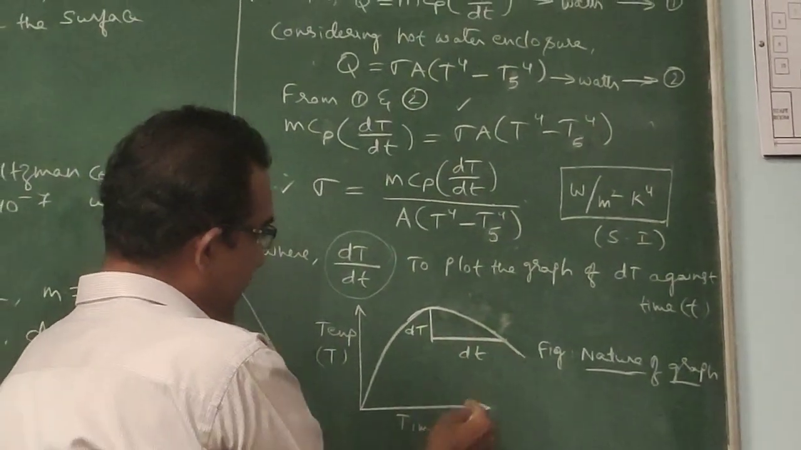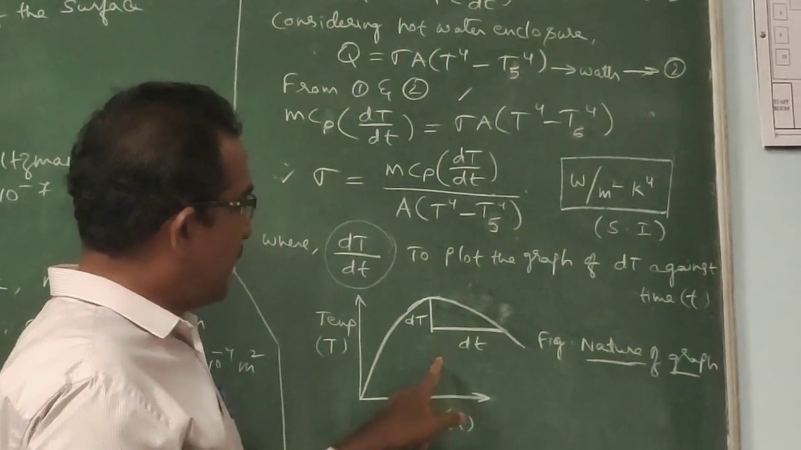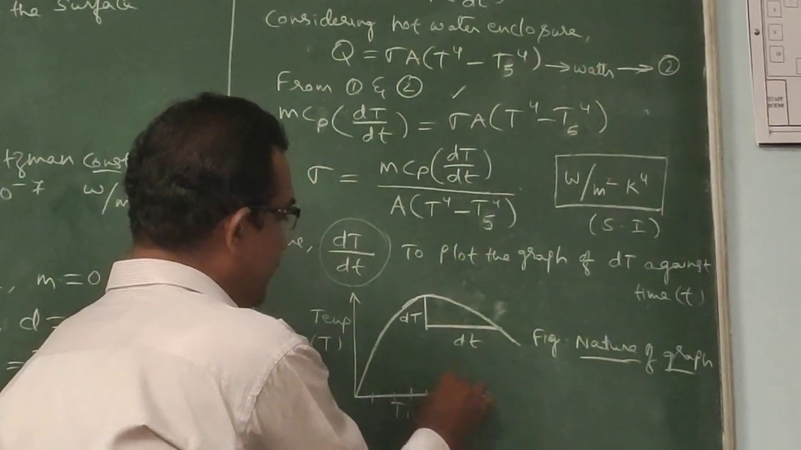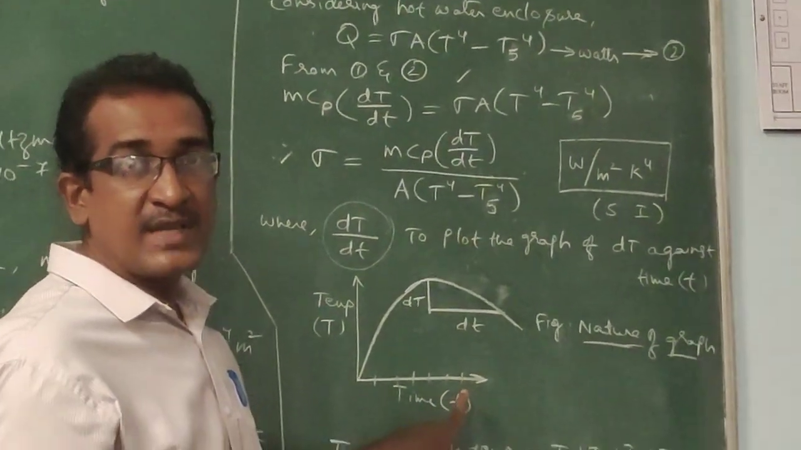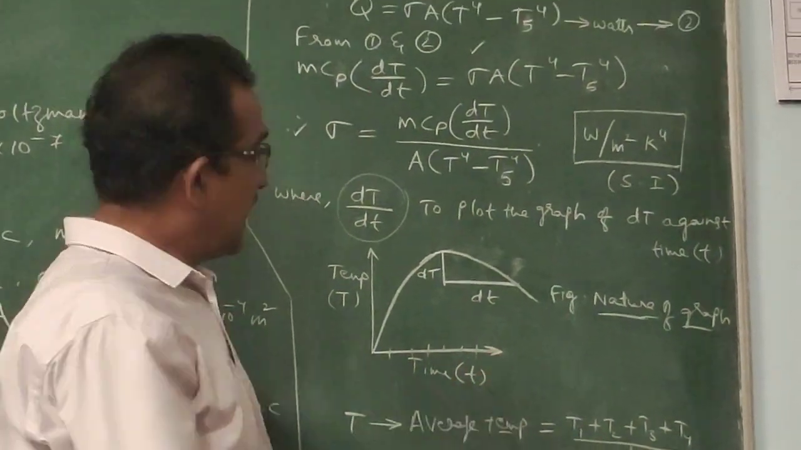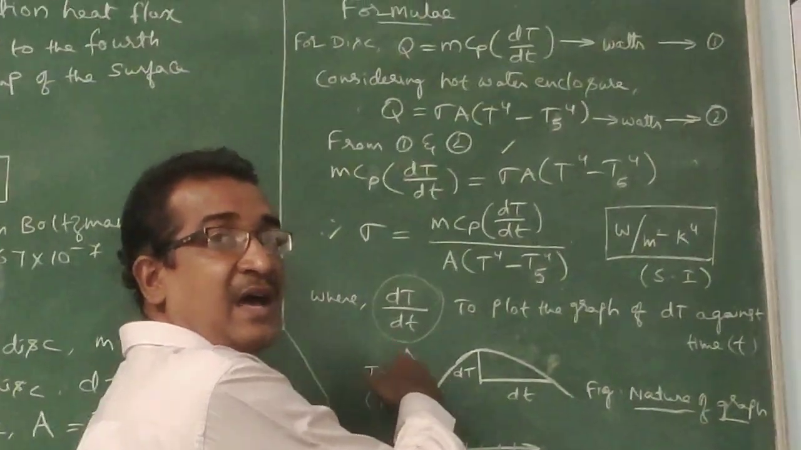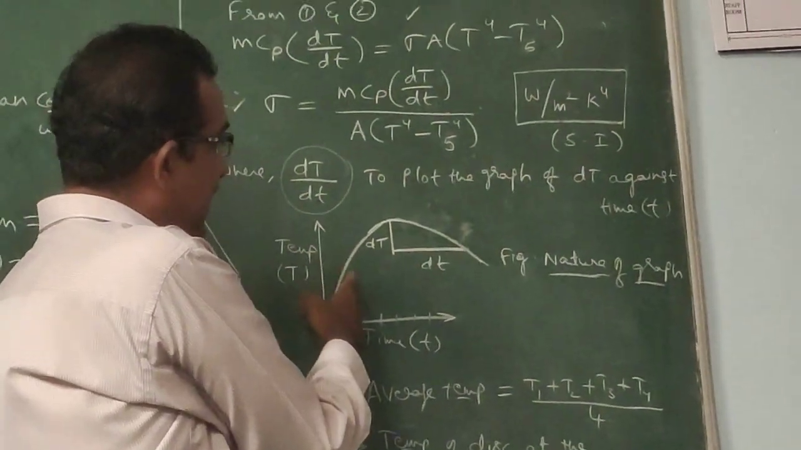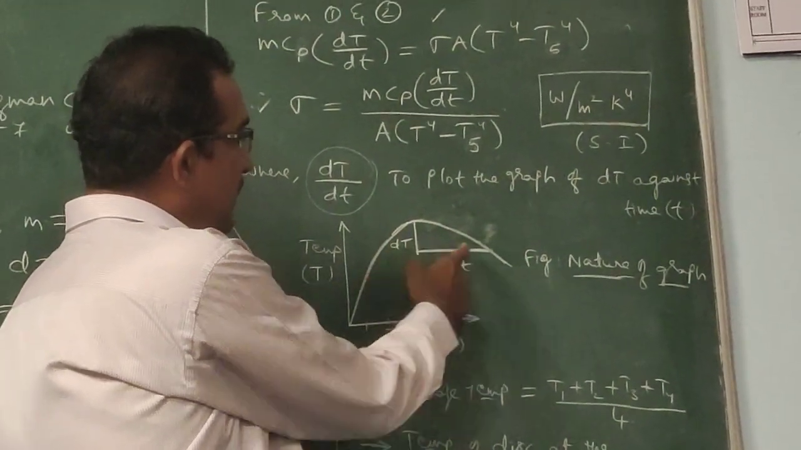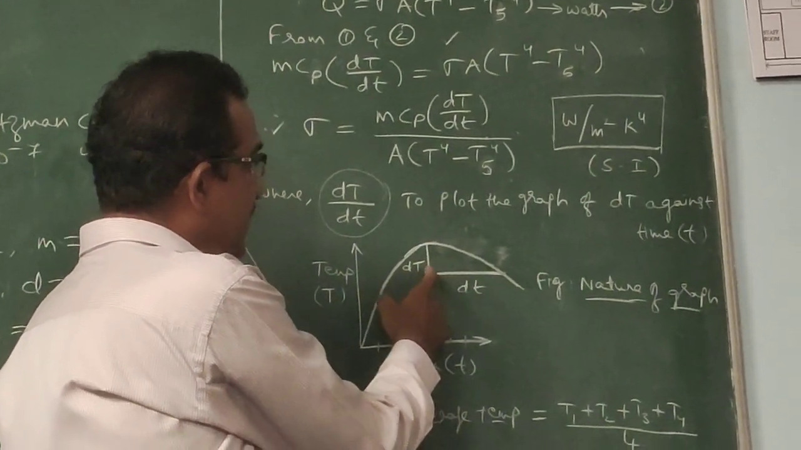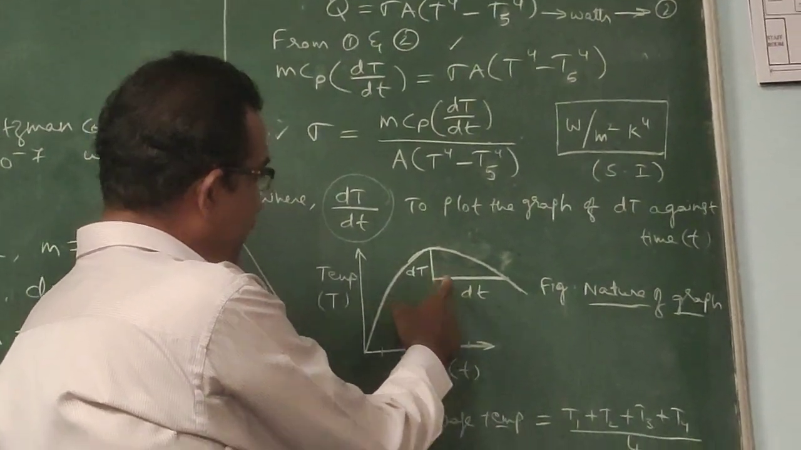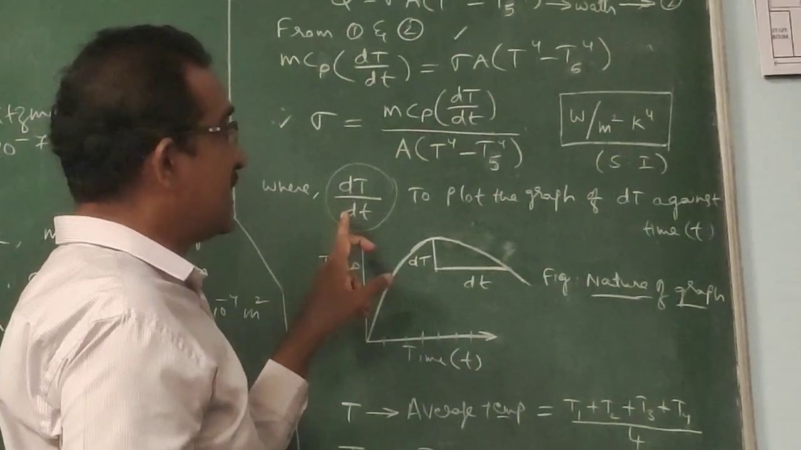Along the x-axis, we plot the time, and along the y-axis, the variation in temperature at different times. If you plot a graph and from this curve draw the horizontal and vertical lines, from this you can obtain the value of the ratio dT by dt.